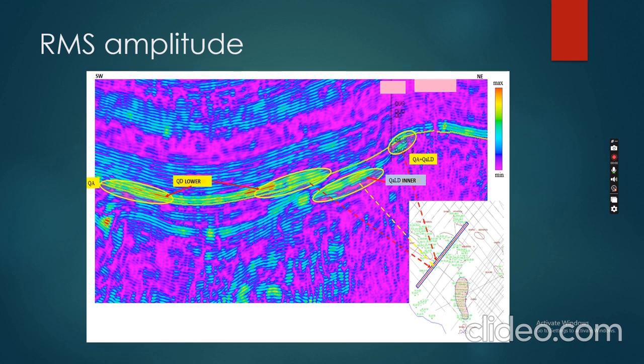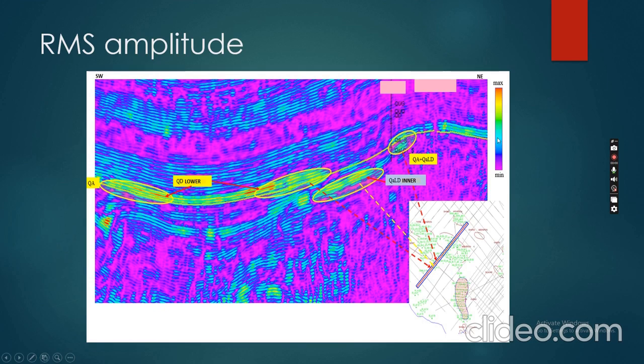Another important point here is the lateral changes in amplitude strength along the profile, and these variations can be linked to differences in lithology or even fluid content. So overall, this root mean square analysis gives us a very useful first impression of, let's say, where the most promising zones might be.